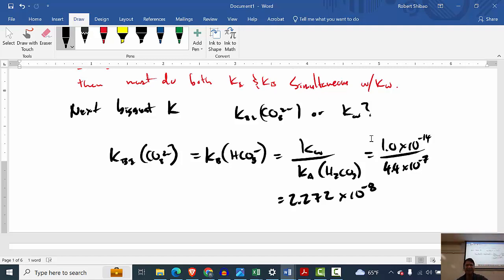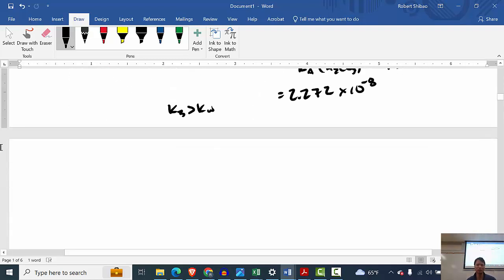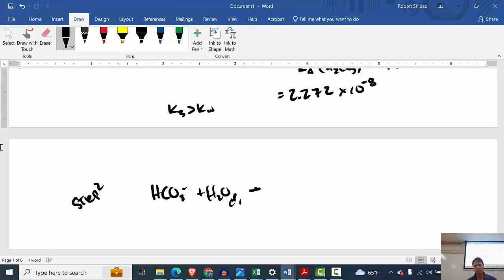So what's bigger, Kb for bicarbonate or Kw for water? Kb. So Kb is bigger than Kw. Therefore, step 2 is not going to be Kw. Step 2 is going to be Kb. So we have bicarbonate plus water forming carbonic acid, the conjugate acid, plus hydroxide. So we're looking for hydroxide producers here, and we just calculate Kb. To 2 sig figs this would be 2.3, but we're going to leave it 2.272 times 10 to the minus 8. We aren't going to round things until the very end.